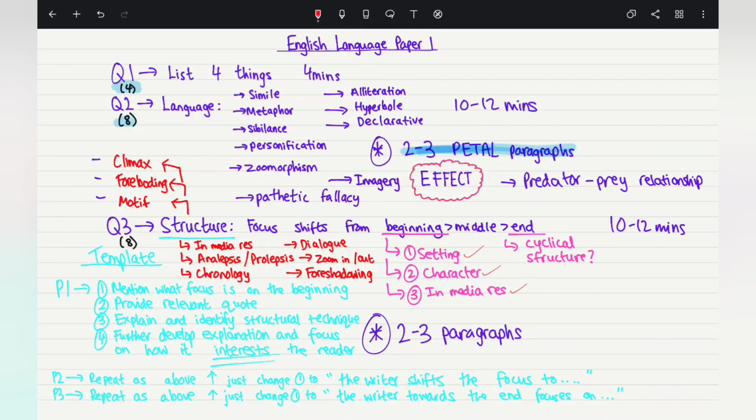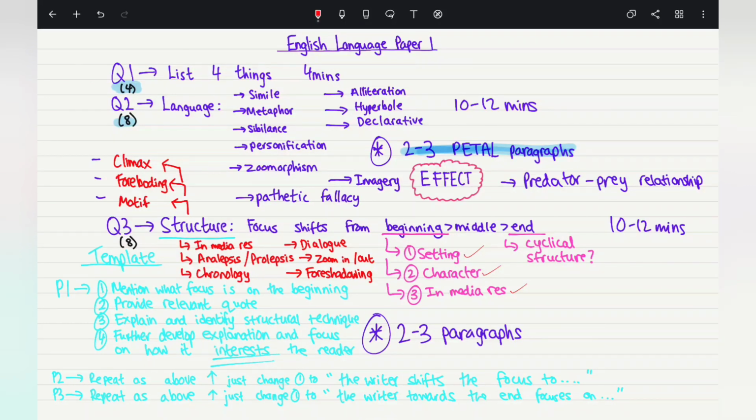And most importantly, you need to always link back to how we interest the reader. The number of times I've read answers where students forget or completely ignore how we interest the reader. For that reason, they are scoring low marks. So make sure on Monday you are exploring how it interests the reader.